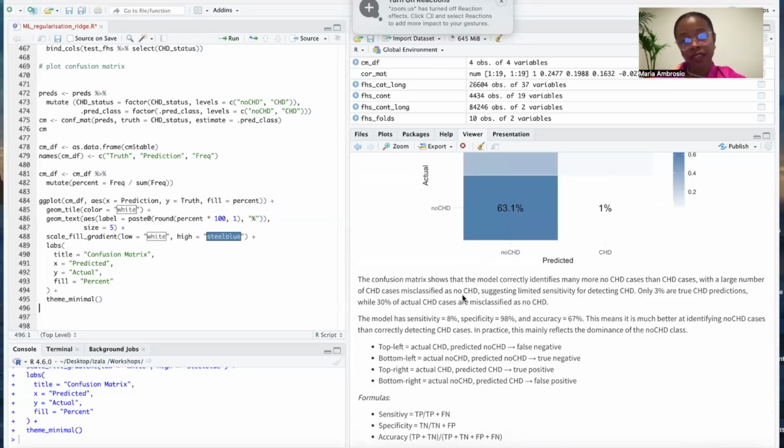And so the model has a sensitivity around 8%, specificity around 98%, and accuracy of 67%. It means that the model is much better at identifying non-coronary heart disease cases than correctly detecting coronary heart disease cases.